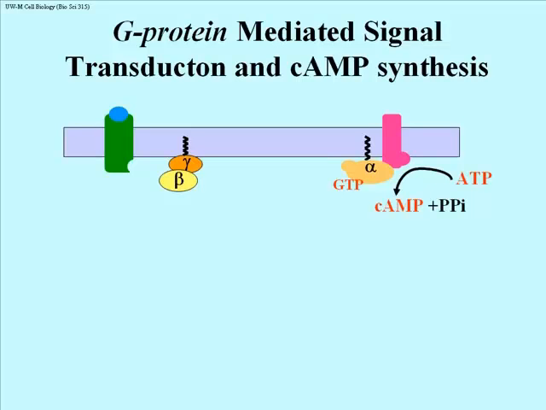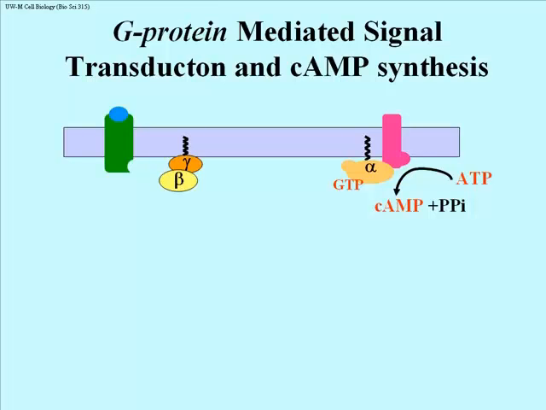The GTP-bound alpha subunit now has an affinity for and binds to an inactive adenylyl cyclase enzyme, the pink membrane protein, changing its shape. Now active, the adenylyl cyclase catalyzes the formation of cyclic AMP from ATP by hydrolyzing the phosphate linkage between the alpha and beta phosphates on the ATP, and then creating a cyclic compound.